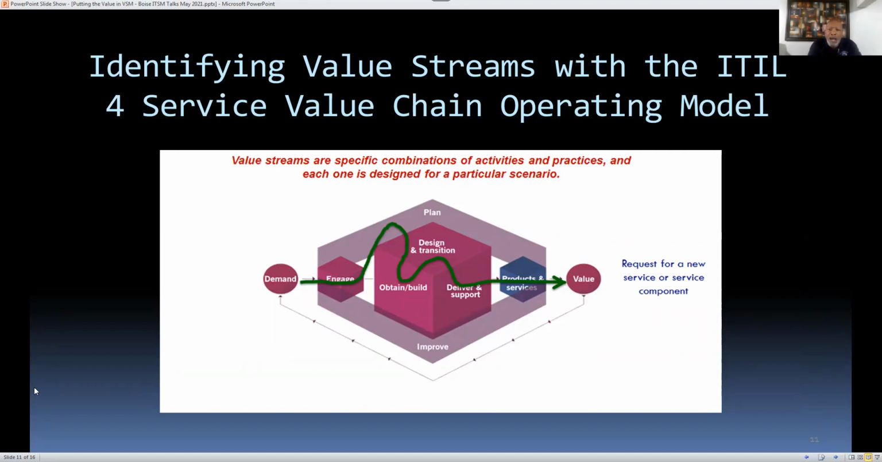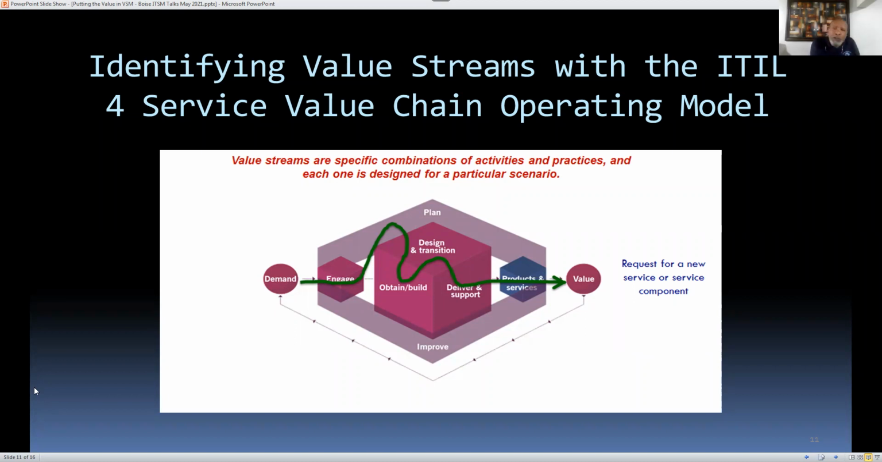Although the comment at the top says value streams are specific combinations of activities and practices, the most important part of that statement, I believe, is behind the comma. Each one is designed for a particular scenario. So here's what I'm suggesting to you. As part of value stream management, for certain situations where we're doing value stream mapping, under this situation, I want you to consider this value stream.